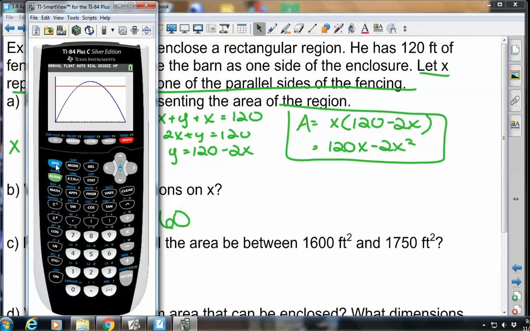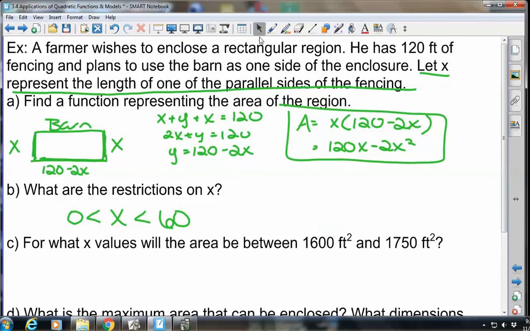So let's find this point where they meet. So you can go to second, trace, intersect is number 5. First curve, all you have to do is hit enter. Second curve, hit enter. Guess, we just have to get our cursor close to it and hit enter. So I get my x value to be 20 feet.